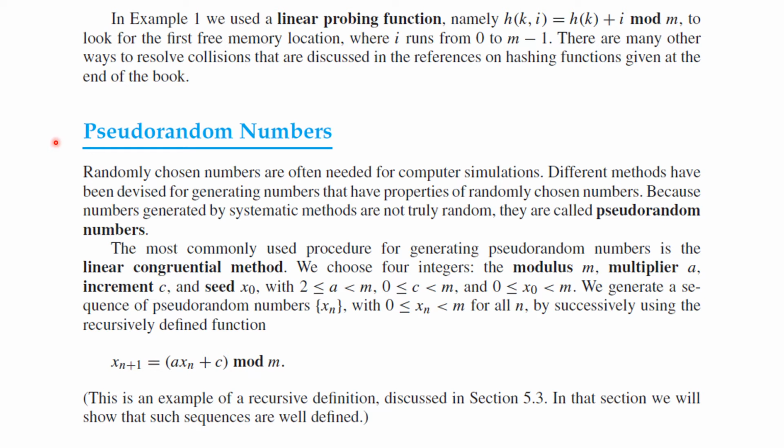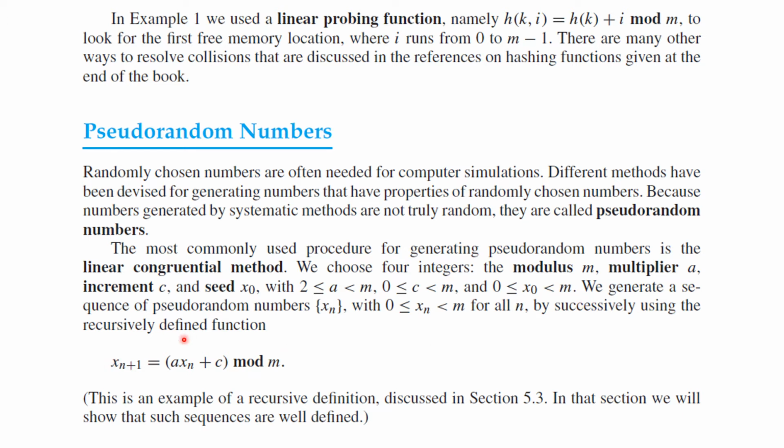Our next example deals with pseudo-random numbers. Randomly chosen numbers are often needed for computer simulations. Different methods have been devised for generating numbers that have properties of randomly chosen numbers, and these are called pseudo-random numbers. Now, the most commonly used procedure for generating pseudo-random numbers is called the linear congruential method. We choose four integers: a modulus m, a multiplier a, an increment c, and a seed x0. This is the seed of your random numbers, where a is between 2 and m, c is between 0 and m, and the seed is between 0 and m.